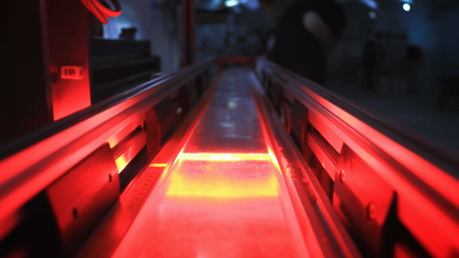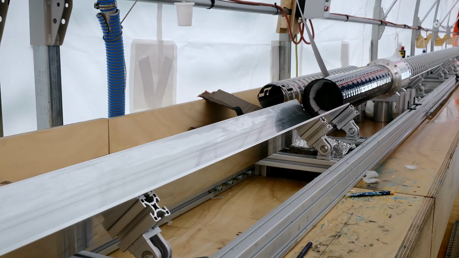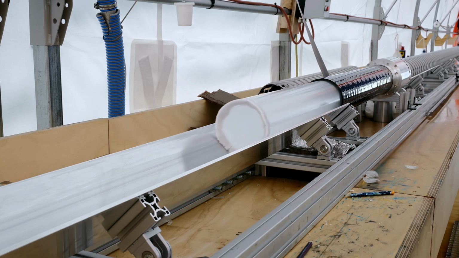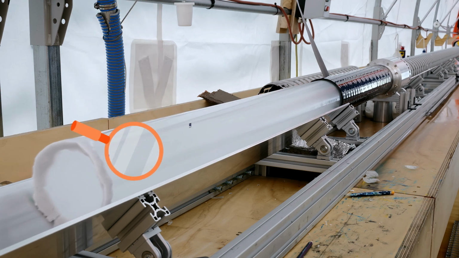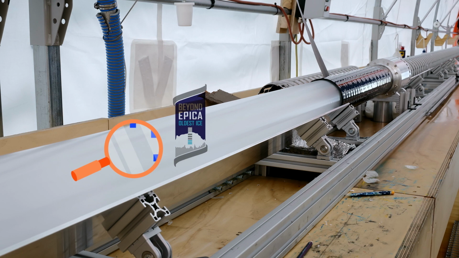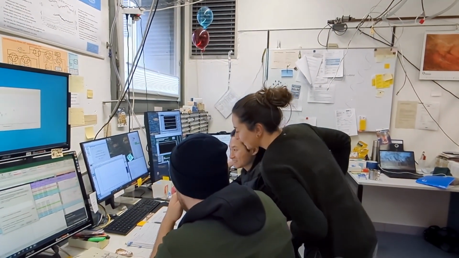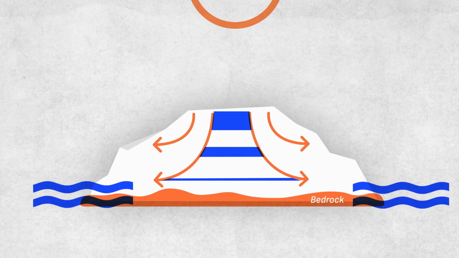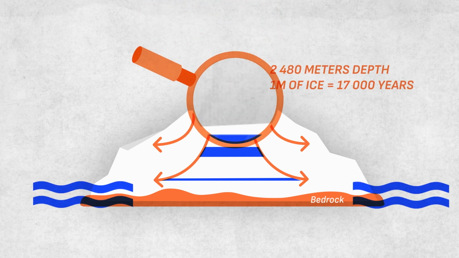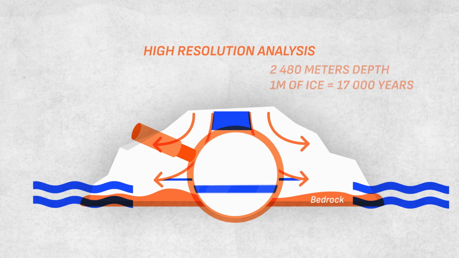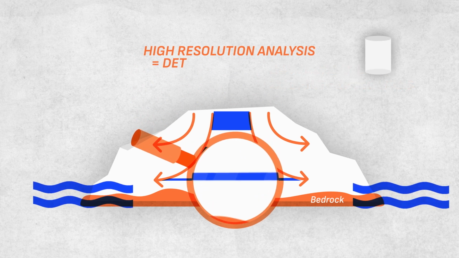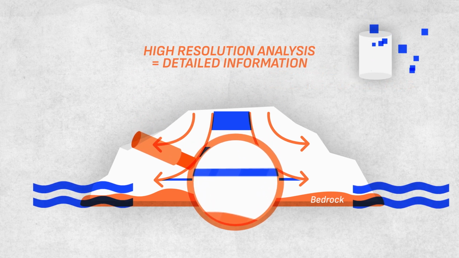This progress is well timed for application to deep ice, such as the core currently being extracted at Little Dome C in the framework of the Beyond EPICA Oldest Ice project. The Beyond EPICA ice is projected to have a layer resolution of 17,000 years per meter at a depth of 2,500 meters, meaning that high-resolution analyses will be vital to obtain detailed information from this deep ice.